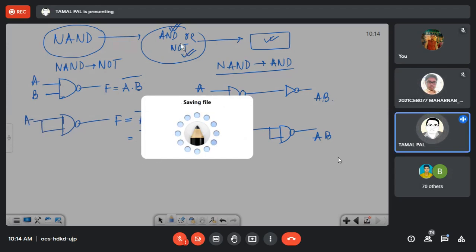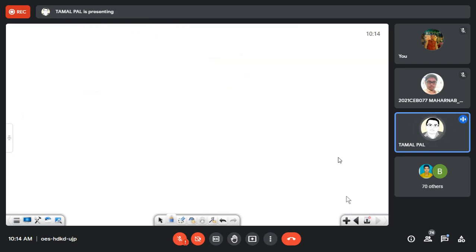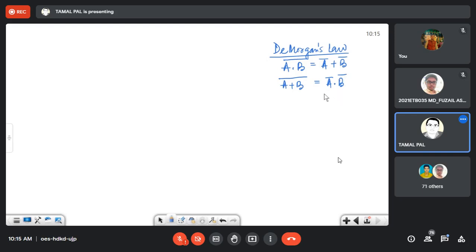Understood. Now we have to convert NAND into OR. But before conversion, we need to know one formula, which is known as De Morgan's law. Let me write De Morgan's law. This formula states that if it is this, then it is this, and if it is this, then it is this. Okay, this is De Morgan's law. And based on that law, we'll have to do something.